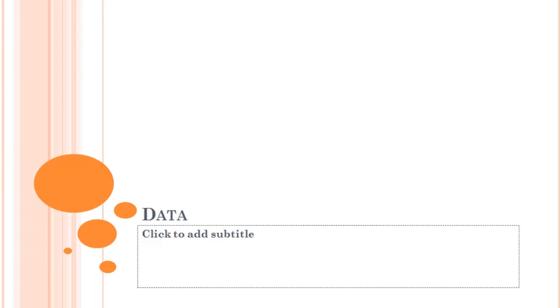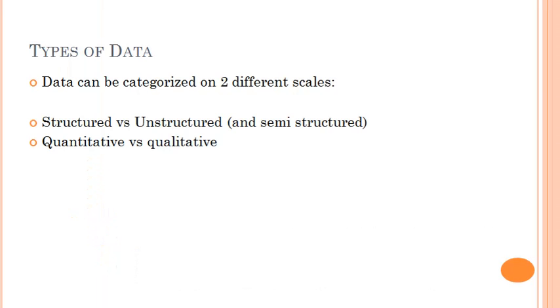Now let's have a look at what sources of data are involved in data science and how we can handle different types of data. If I categorize the total types of data into two broader categories, we can say that data can be either structured data or unstructured data, right? These are the two major categories of data.